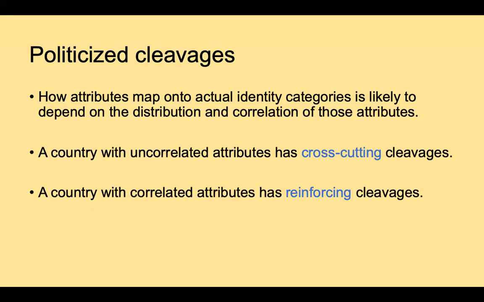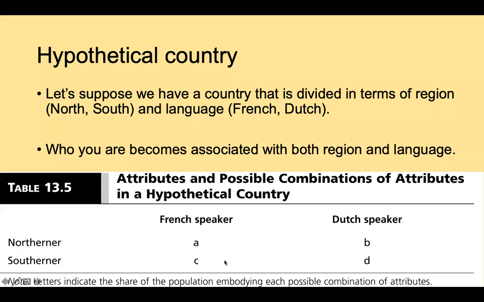It's more likely that some attribute class in some values will be more numerous than others and better represented than others in terms of the overall size of those attributes in the individuals in that group. And when it comes to this, we begin to talk about cleavages. And a country with uncorrelated attributes, that is, attributes that don't align, have cross-cutting cleavages. And so this is, for example, a cross-cutting cleavage. We see that French speakers are divided between the North and the South. Dutch speakers are divided between the North and the South.